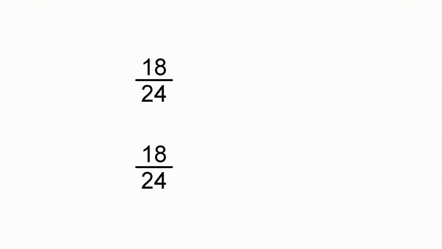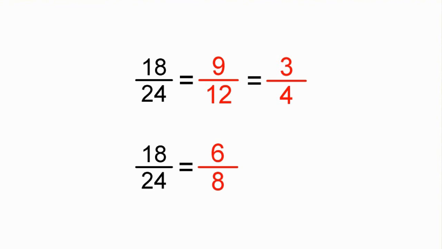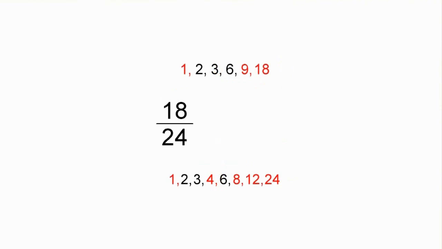As you can see, no matter what path we take, as long as we keep reducing, we'll always get to the same final answer. If you look back at the original problem, you'll see that the largest common number that will divide evenly into 18 and 24 is 6. 18 divided by 6 is 3, and 24 divided by 6 is 4. Here we did it in one step.